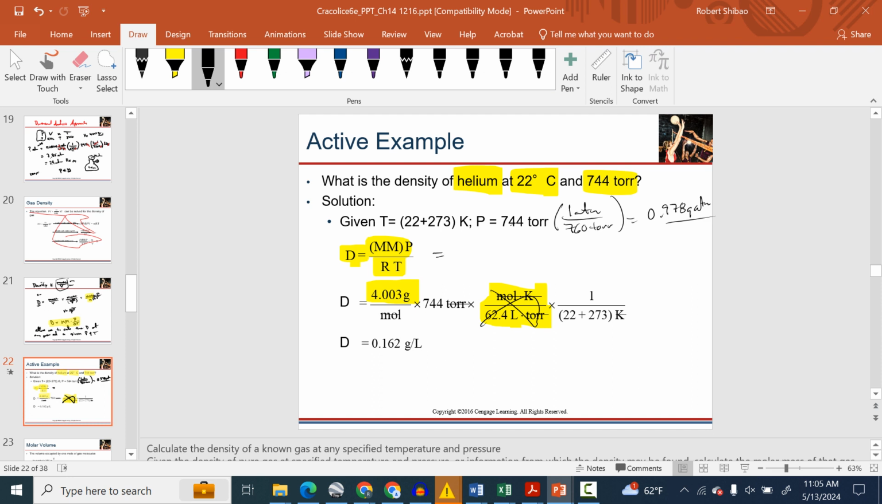And so my calculation would be 4.002 grams per mole, since we use that, times the pressure, 0.9789 atmospheres, divided by R, which is 0.08206 liters times atmosphere per mole Kelvin, times T. T would be 295 Kelvin.